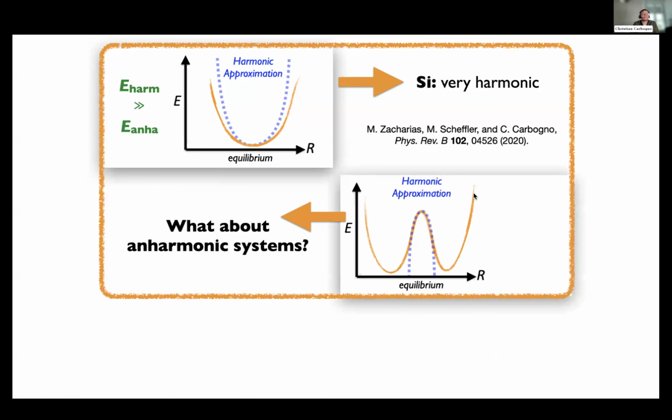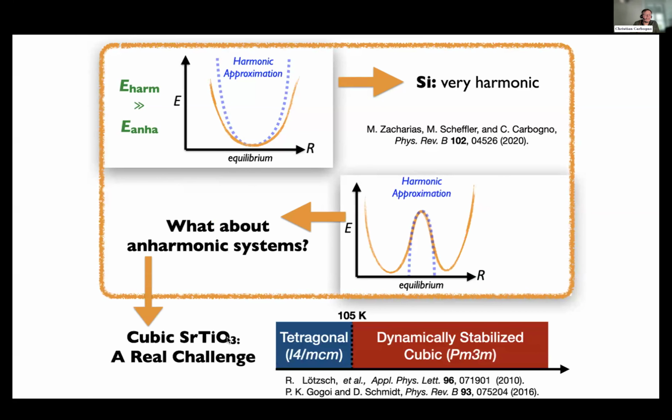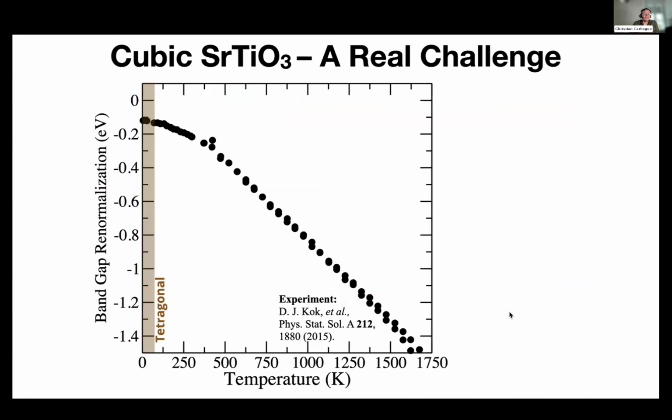But it becomes more interesting if we go to an anharmonic system. Here we have looked at strontium titanate, a perovskite, that is stable in the tetragonal structure at very low temperature, but is then only dynamically stabilized. So it's such a system with a double well or multiple well potential at room temperature and higher. And the interesting thing about this material, besides being important for many applications, is that it has a pronounced dependence of the electronic structure, here the band gap, as a function of temperature.